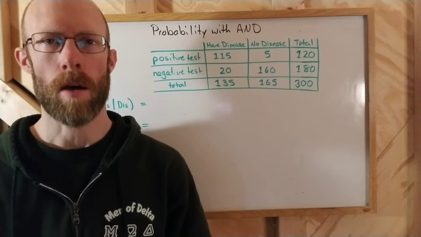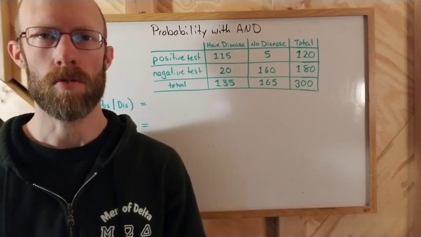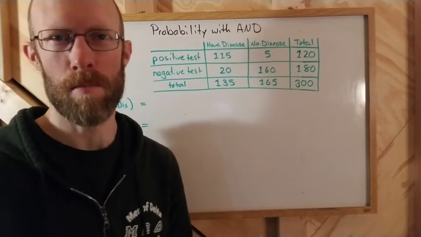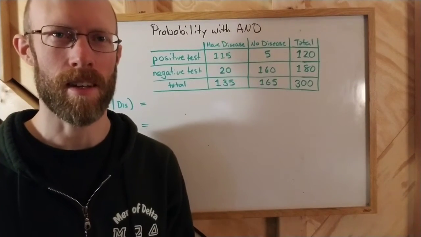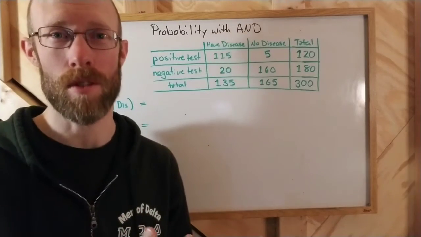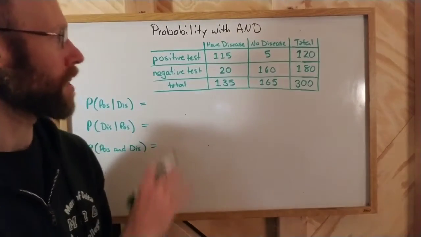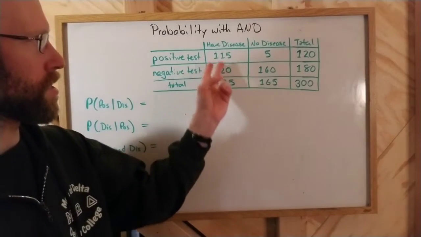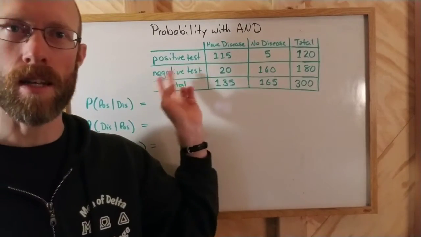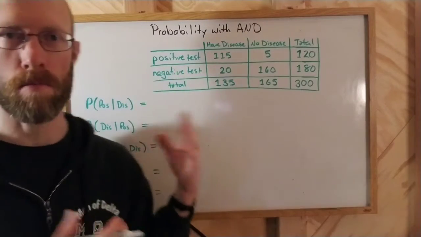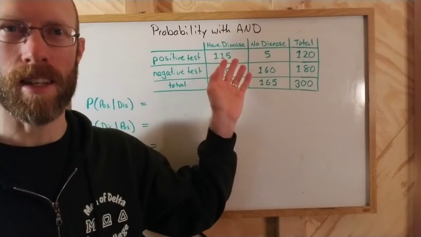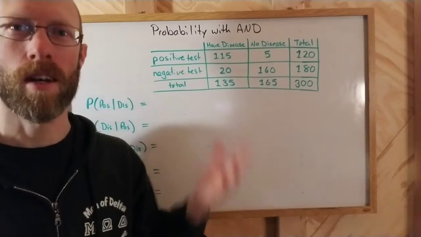Many conditional probabilities can be found using a table method. Here I've got an example. This is contrived. I just made up these numbers, so it's not anything that deals with an actual situation. But you can see an example here where someone has a disease or doesn't have a disease, and they get tested for that disease. It's like the idea of having COVID-19 and then getting tested positive or negative for it.